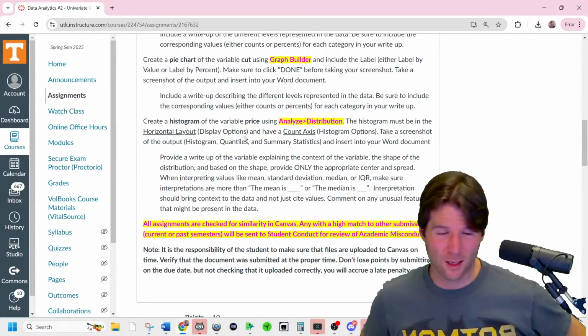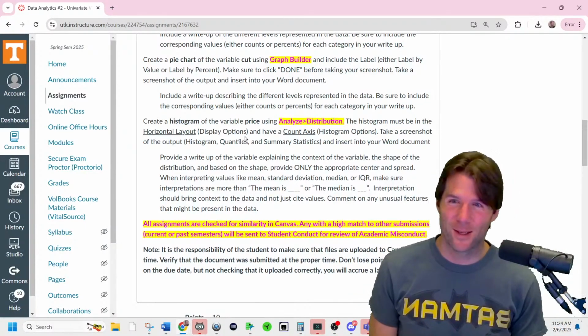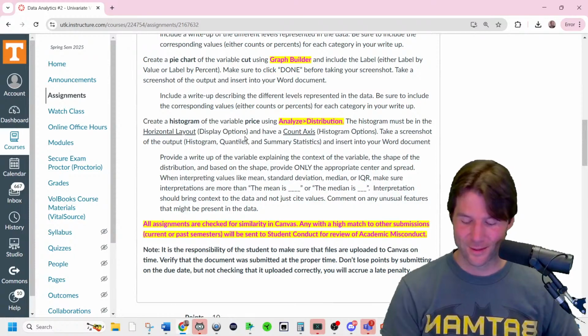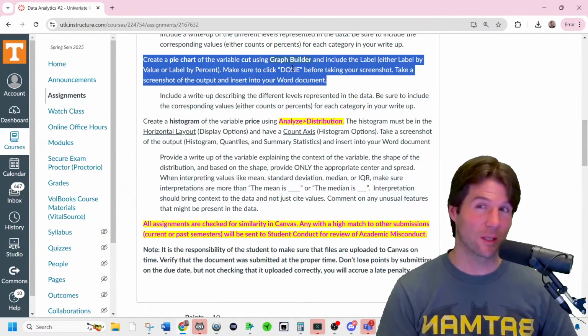I'm pretty good about getting hundreds on these. One time I missed one little thing, little tiny thing. So double check all the things that the assignment says.